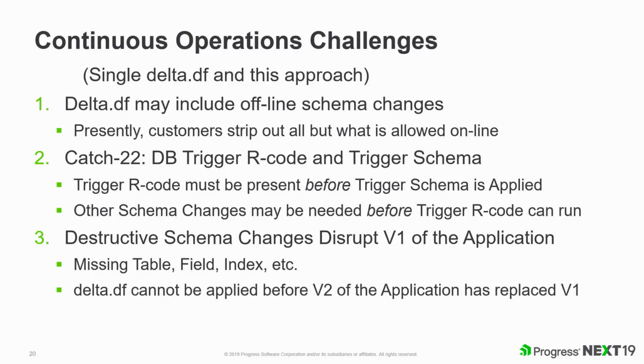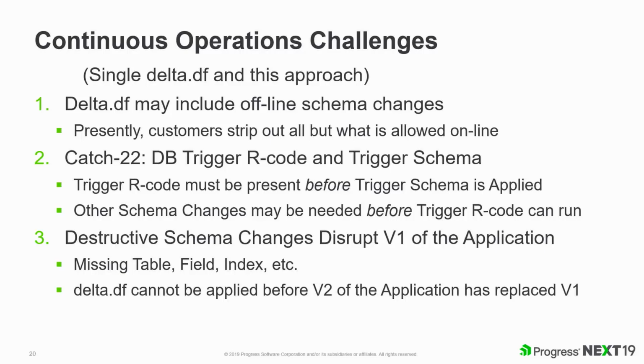So problems with this: first of all, the delta DF that is generated doesn't distinguish between those operations that can presently be done online and those that can't. And so they're all intermingled. You apply the delta DF. If you've made one mistake, you've got one thing in there that can't be done online yet, the whole thing needs an exclusive lock on the schema, and you're kind of in single user mode. This is not continuous operations. I know that some customers presently, having their Jenkins process, will strip out the drop operations, dropping a field or whatever. It's not allowed online.